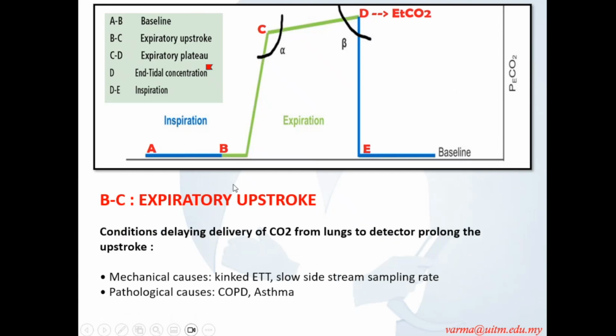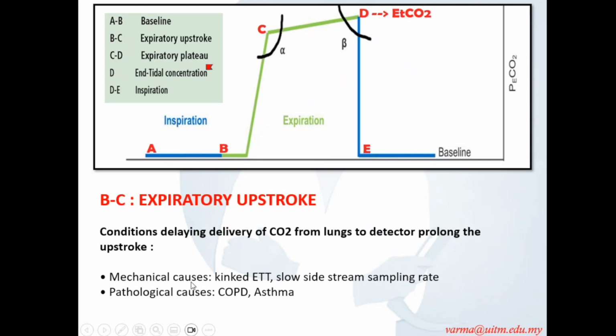The expiratory upstroke can have pathology in conditions delaying delivery of CO2 from the lungs to the detector. Your analyzer is in the ETT, mainstream or side stream. If anything causes a delay in delivering the alveolar CO2-rich gas to the sensor, it will cause this expiratory upstroke, this B and C, to have a pathology. If it takes longer to reach, it will slant, and the alpha angle gets bigger.